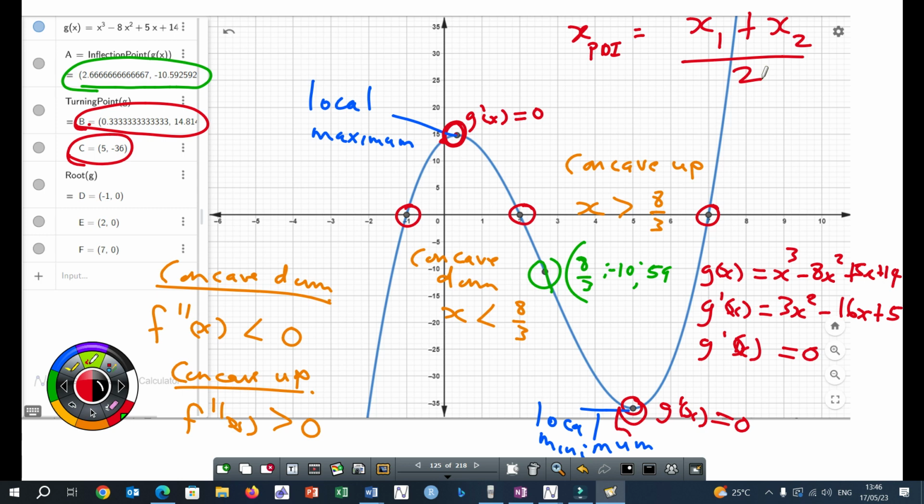Can you pay attention? So if you don't want to find the x value at the point of inflection using the second derivative, you get your x values at the stationary points, add those values and divide them by 2. You will get your x value at the point of inflection. So let's test that.